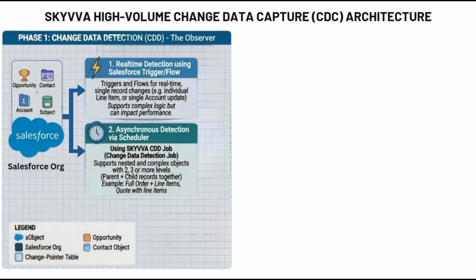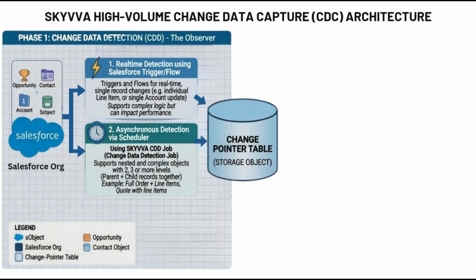Asynchronous, SKYVVA CDD Job, the heavy lifter. This is a scheduled job that handles complex, multi-level data, such as an order plus all its line items, as a single, complete package. Real-time Salesforce CDC or trigger. Best for immediate alerts. While fast, it is generally limited to single records and does not inherently process nested data structures.